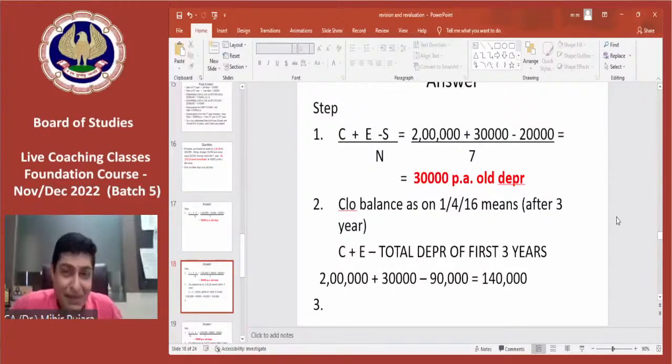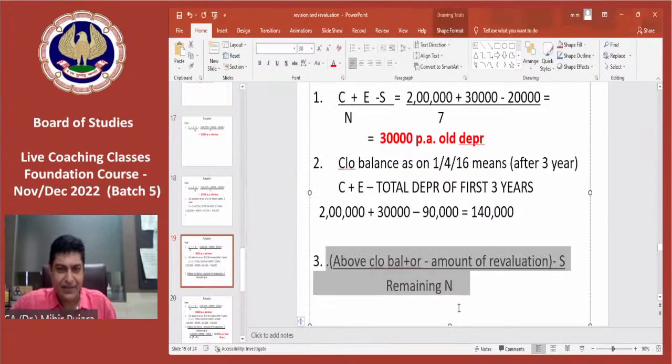Okay, and now new depreciation, guys, the last point. We have to find out the new depreciation. What is the formula? Above closing balance, that is 140, plus or minus revaluation, minus scrap, divided by remaining N. You have to follow this formula, guys. Tell me the new depreciation, guys.